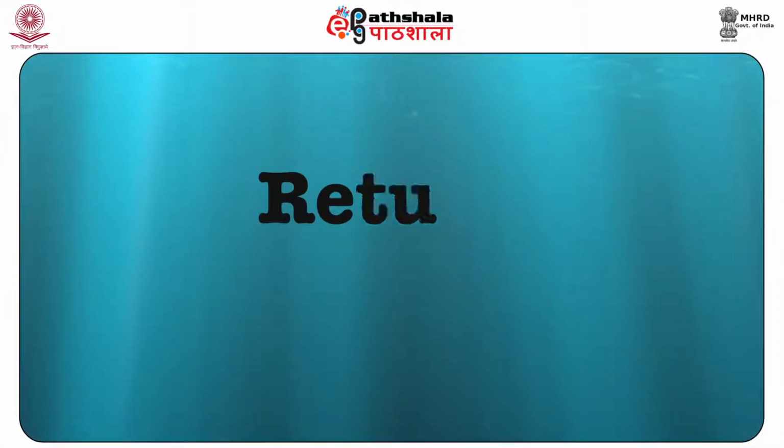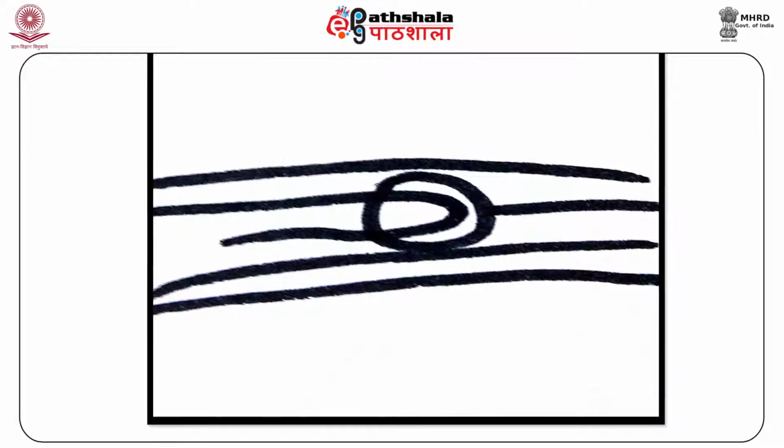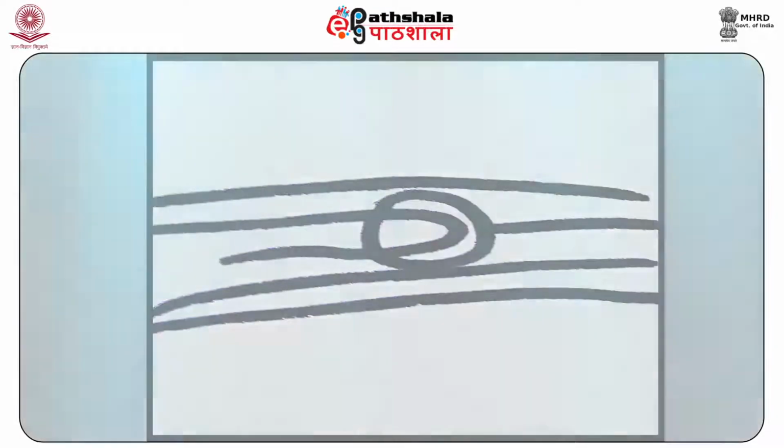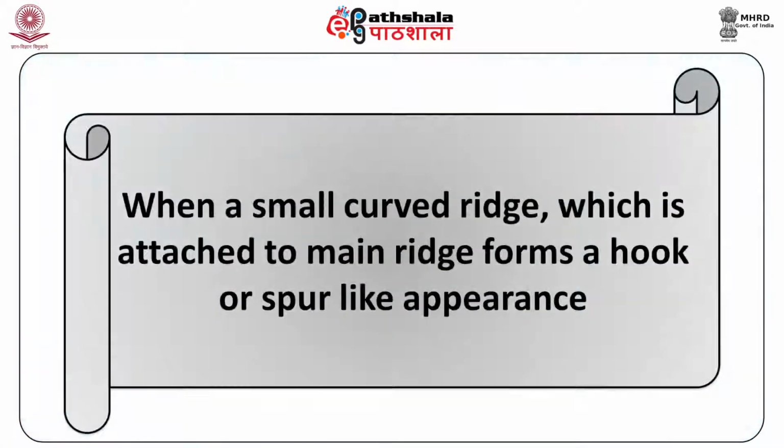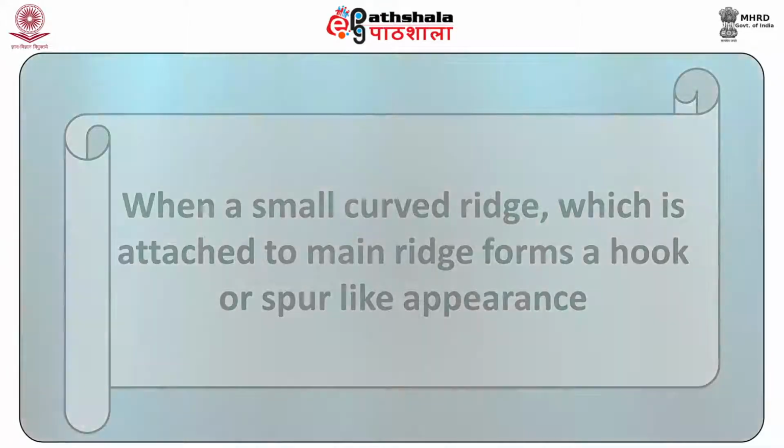The ninth will be return. It is a ridge that changes its path and takes a U-turn. Tenth and the last one is hook or spur. When a small curved ridge which is attached to the main ridge forms a hook or a spur-like appearance, it is known as hook or spur.